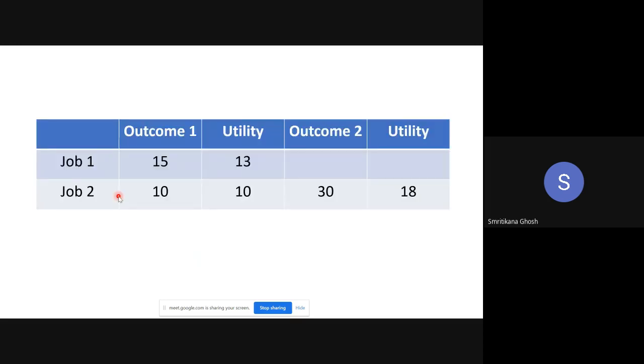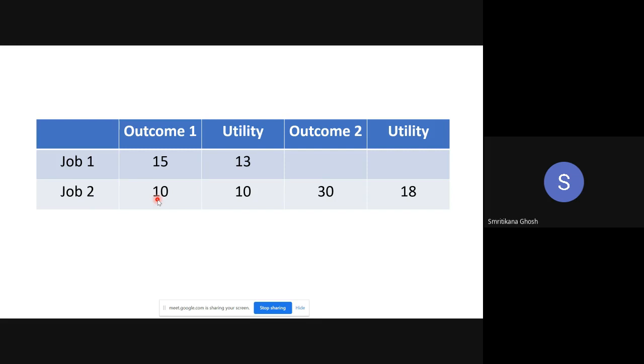There is another job offered to him. This is called job 2, and it is uncertain. If you cannot achieve your target, then your income will be 10,000. If you achieve the target, your income will be 30,000. And the chance is 50-50.